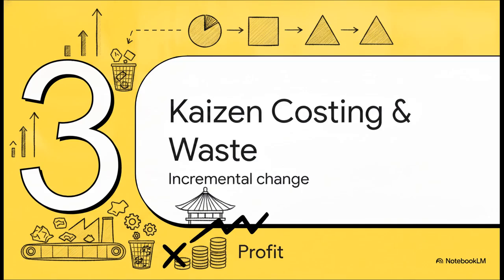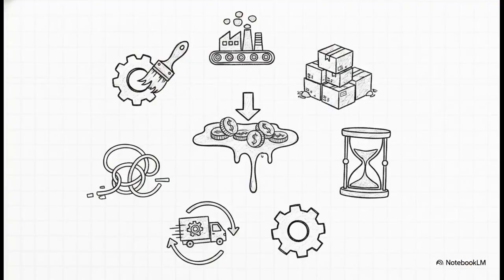All right, Section 3, Kaizen Costing and Waste, focusing on continuous incremental change. To combat the silent profit killers known as inefficiencies, we look to the Japanese philosophy of Kaizen. In Kaizen, waste is defined as absolutely any activity that does not add value. Consider these 7 specific profit killers.